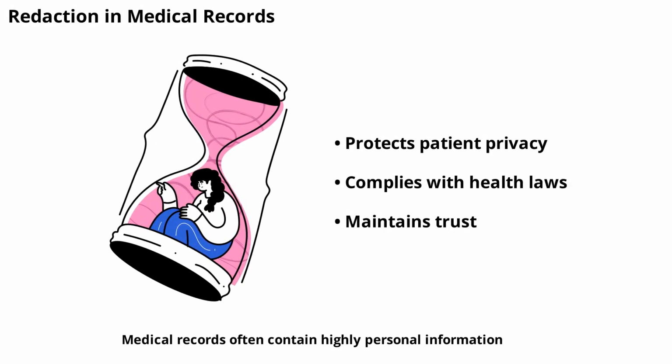Medical records often contain highly personal information. When these records are shared for research, legal, or insurance purposes, redaction is used to remove names, addresses, and other identifying details. This protects patient privacy and ensures compliance with health privacy laws like HIPAA. Proper redaction is essential for maintaining trust in the healthcare system.